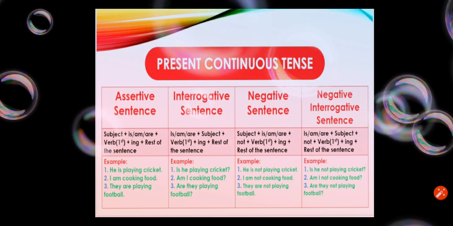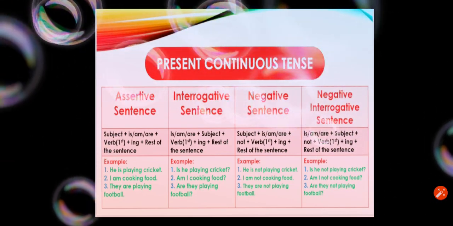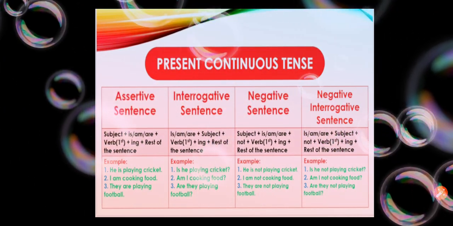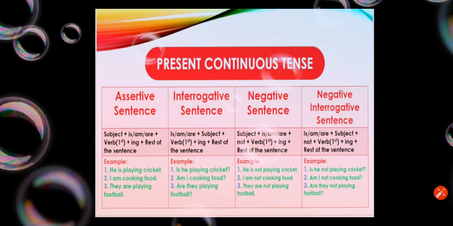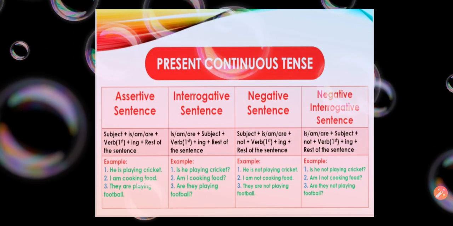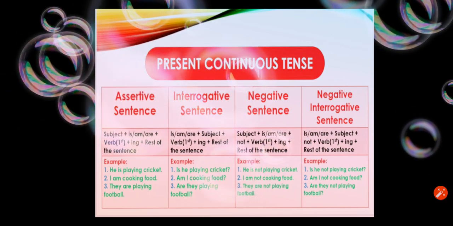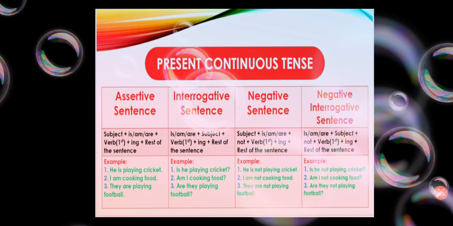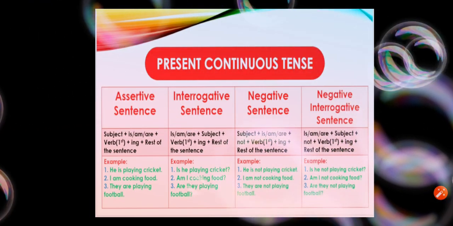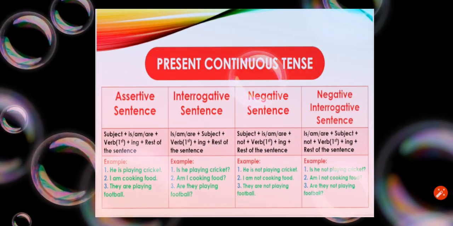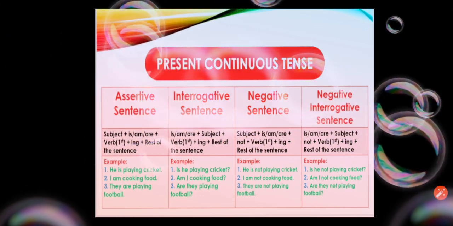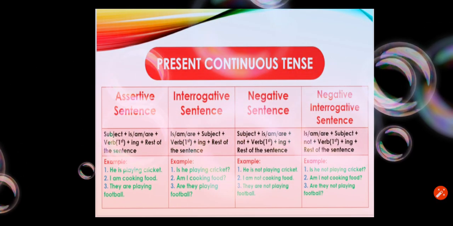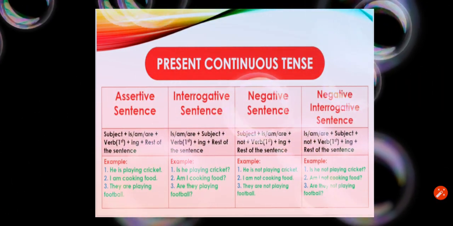Next one is the interrogative sentence. In this, the helping verb comes first, then the subject, then the verb's first form with ing, and last the rest of the sentence with a question mark. Here are some examples. Is he playing cricket? Am I cooking food? Are they playing football? Here is, am, are are all helping verbs and they come first.